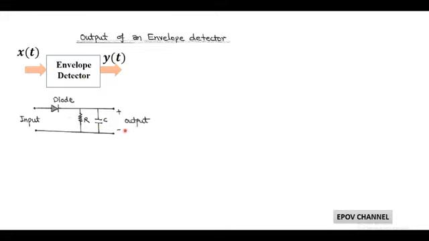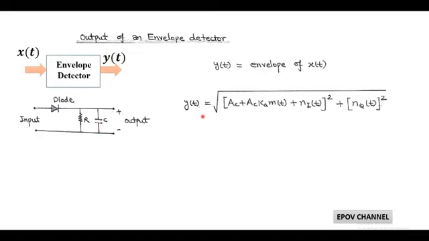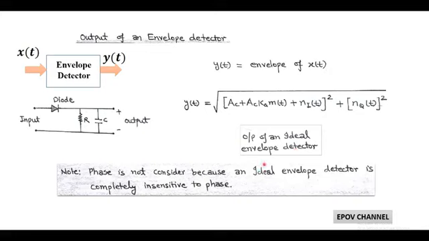The output of an envelope detector can be obtained by taking the envelope of the input signal x(t), which is the same as finding the magnitude. So y(t) equals the square root of [Ac + Ac ka m(t) + nI] squared plus nQ squared. This y(t) is considered as the output of an ideal envelope detector. But since an ideal envelope detector is insensitive to phase, phase is not considered here.